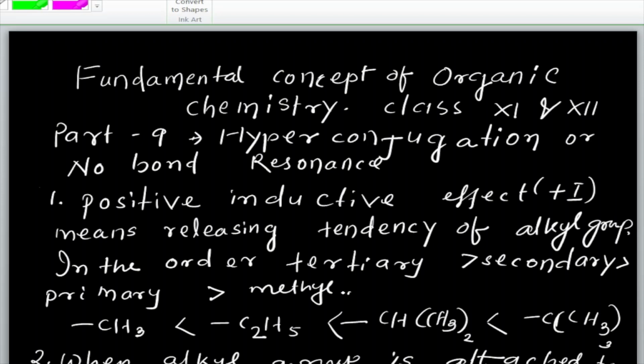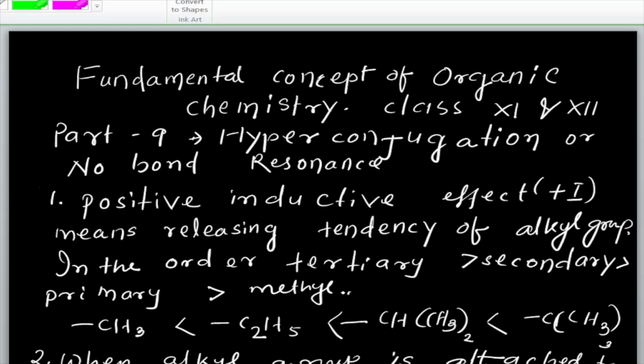Now the topic is fundamental concepts of organic chemistry. That is actually for class 11, but very important for class 11 and 12 also. This is part 9, where I am going to explain hyperconjugation, or no bond resonance. What does that mean? Hyperconjugation is otherwise known as no bond resonance. Then what is no bond resonance?